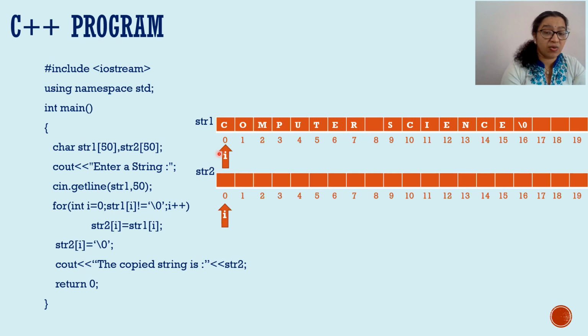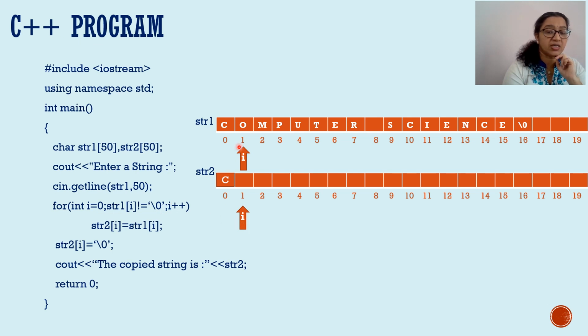Now if it is not equal to slash 0, we want to copy that letter to here. So here the letter C we want to copy to the 0th position of str2. So str2 of I is equal to str1 of I. That means C will copy there. Understood? Now we are moving I to index number 1. So I plus plus, and I is incrementing there.